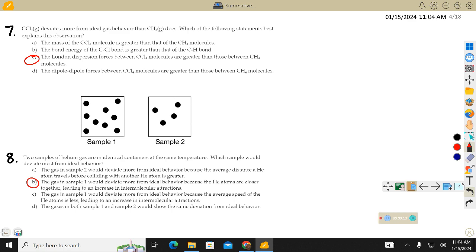Number 8, I've got 2 samples of helium in identical containers at the same temperature, which would deviate most from ideal behavior. And so again, particles aren't supposed to interact with each other, but if I do anything to put them close to each other, now there's a greater chance that those intermolecular forces could come into play. So one option would be just to use more gas. If sample 1 has more total gas particles, they'd be a little closer to each other, and that would give me a greater chance of potential intermolecular forces.